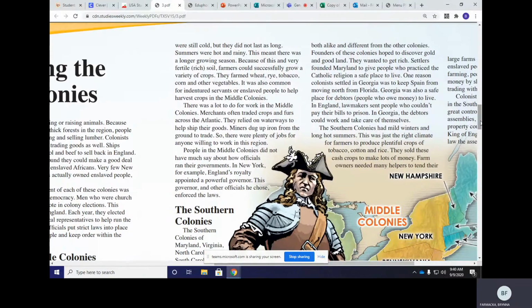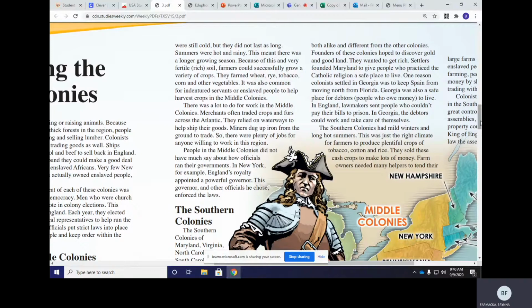Winters were still cold, but they did not last as long. Summers were hot and rainy. This meant there was a longer growing season and very fertile, rich soil. Farmers could successfully grow a variety of crops. They farmed wheat, rye, tobacco, corn, and other vegetables.